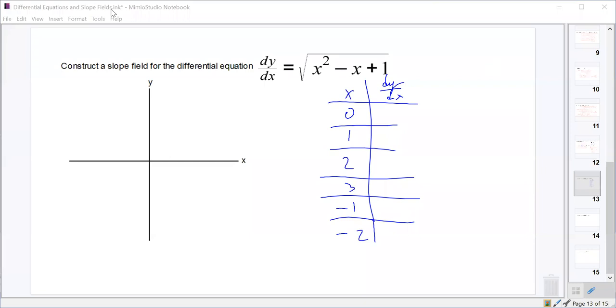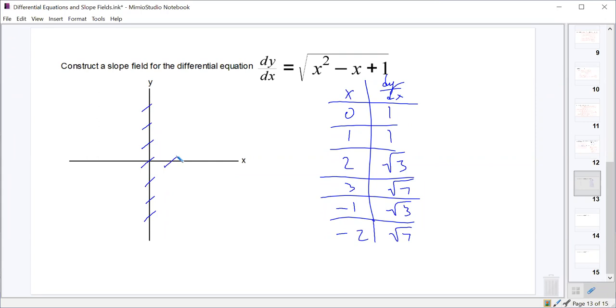All right, so what do we get? For 0, we should have got 1. Okay, for 1, we should have got 1. Okay, for 2, root 3. Okay, for 3, root 7. Negative 1, root 3. And negative 2, root 7. All right. So we would note then that anywhere where x is 0, we'd have a slope of 1.